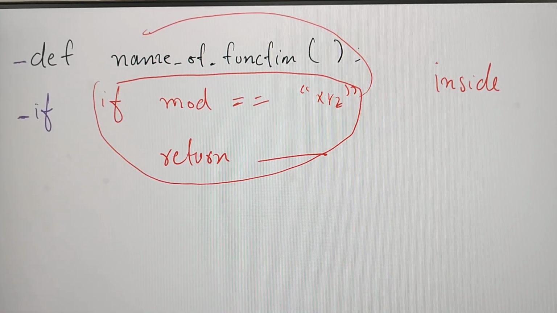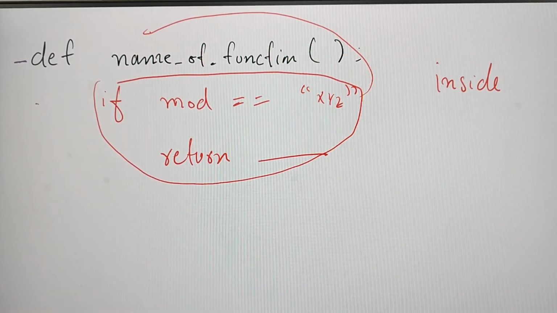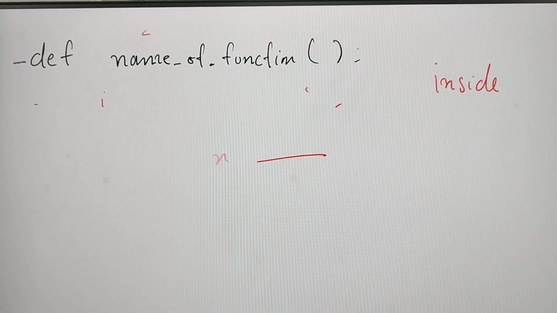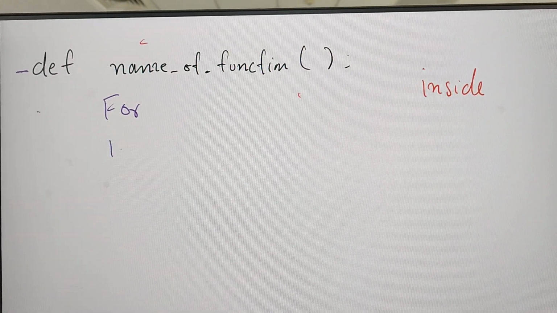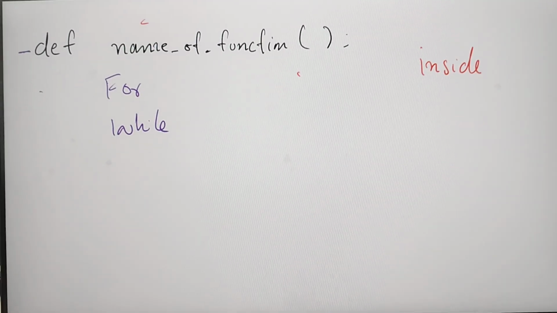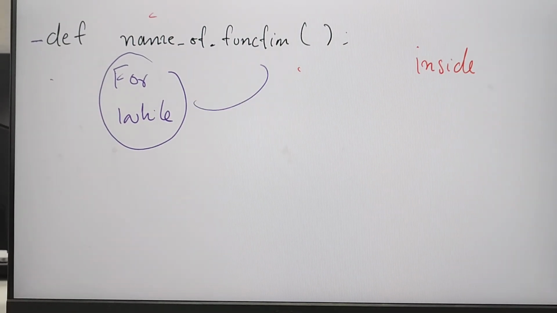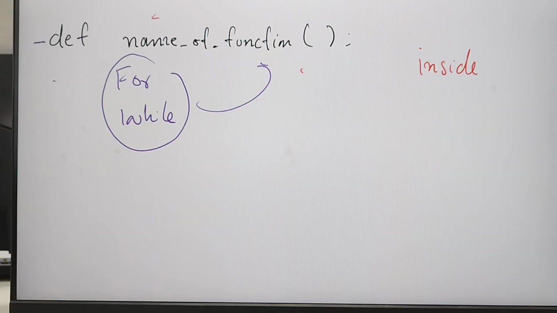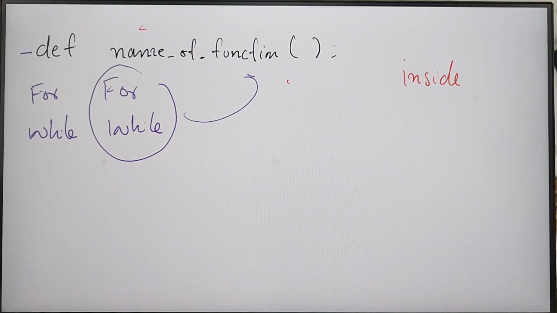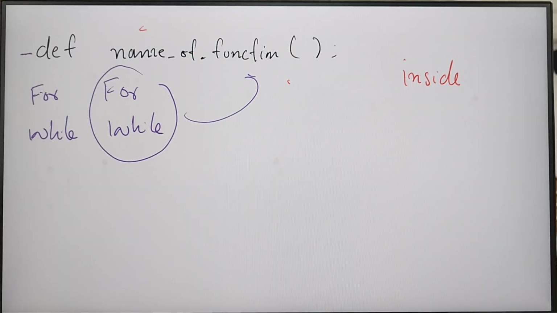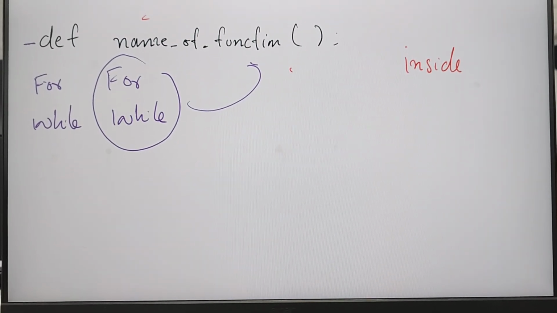The same goes for the loop. Okay, let's say you want to apply a for loop inside the function. You need to write here for or while, any loop. So this loop will be inside this function. But if you write it here, for or while, this will be outside the function. Okay, this is a very common mistake most of the students are repeating.